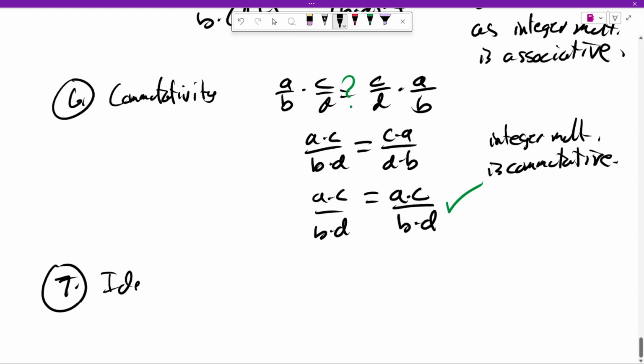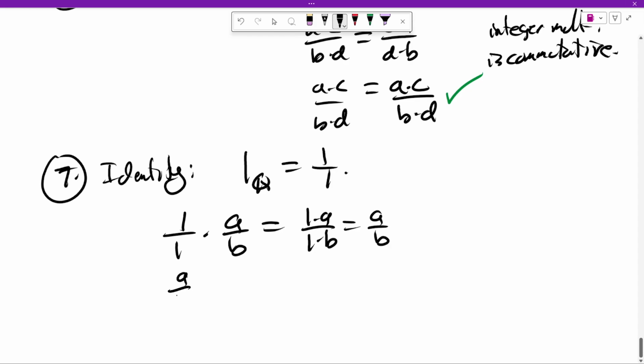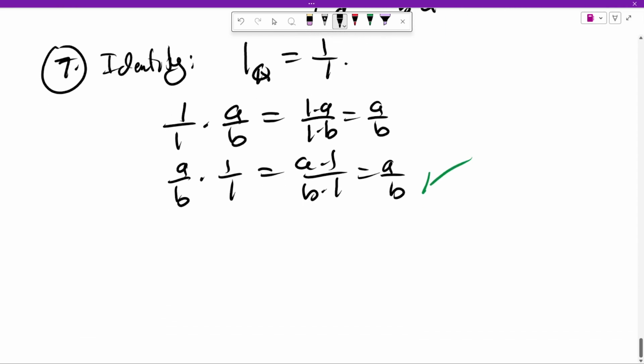Is there an identity? Well, I claim that the multiplicative identity is 1 over 1. So let's check that. 1 over 1 times A over B is 1 times A over 1 times B, and that's A over B. We also need to show that A over B times 1 over 1 is A over B. Okay, both of those work out. I checked them both this time instead of one of them. So we have a multiplicative identity. Great.